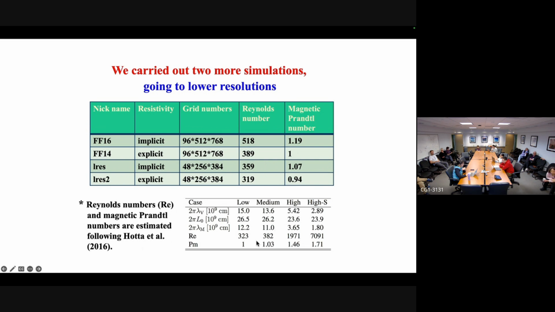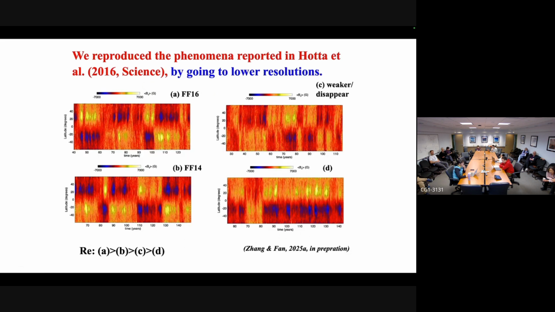So compared to this, their low-end Reynolds number is roughly like this one. But of course they have high cases. The Reynolds number is very high, and even Yuhong's 16 paper is only just over 500. But what is interesting is what we got here. We actually reproduce the phenomenon reported in Hotelsang's paper by going to low resolution.